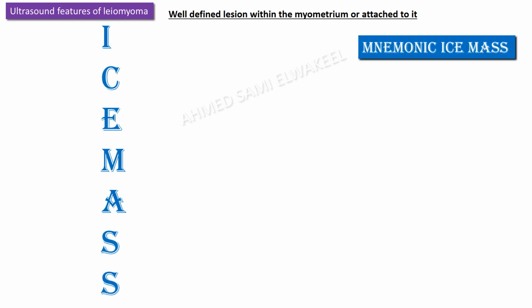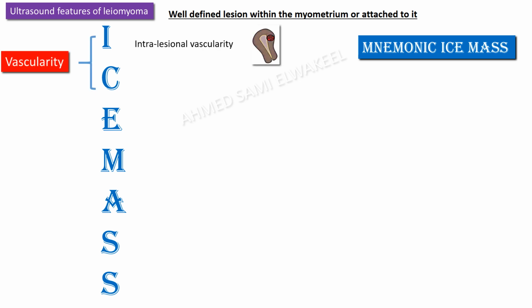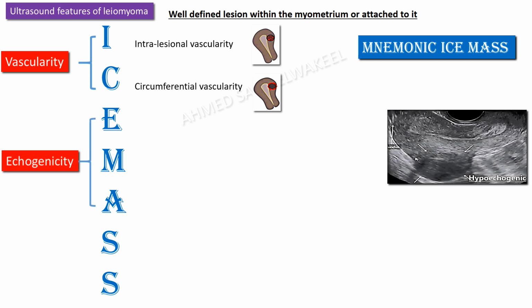We will start with a quick overview followed by a detailed explanation. I, C letters represent the vascularity of the fibroid. I stands for intra-lesion vascularity and C stands for circumferential vascularity. Then we have E, M and A letters which represent the echogenicity of the fibroid. This echogenicity can appear in 6 different shapes.